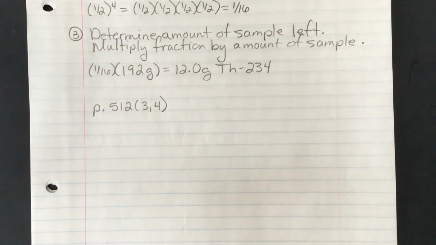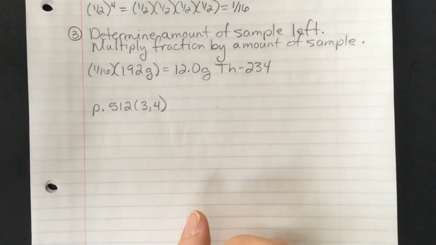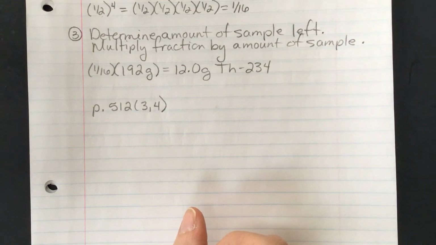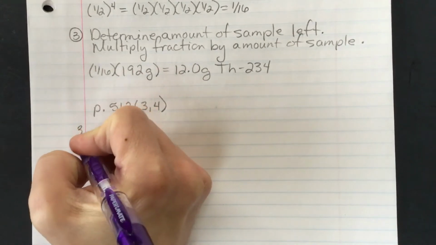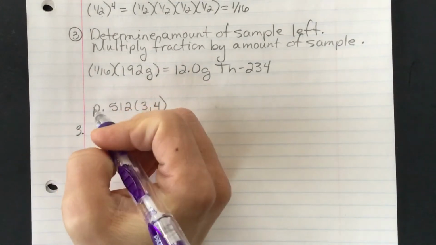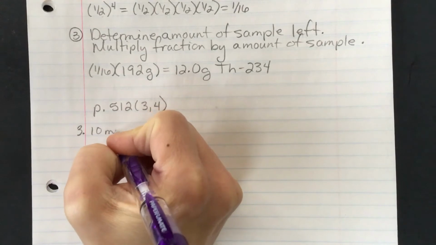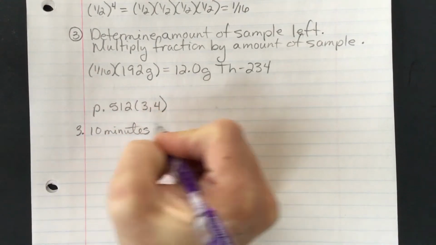Okay, so on page 512, number 3 says, barium-122 has a half-life of 2 minutes. A fresh sample weighing 80 grams was obtained. If it takes 10 minutes to prepare the experiment, how much barium-122 remains when the experiment begins? Gotta work fast with this stuff. Okay, so 10 minutes.